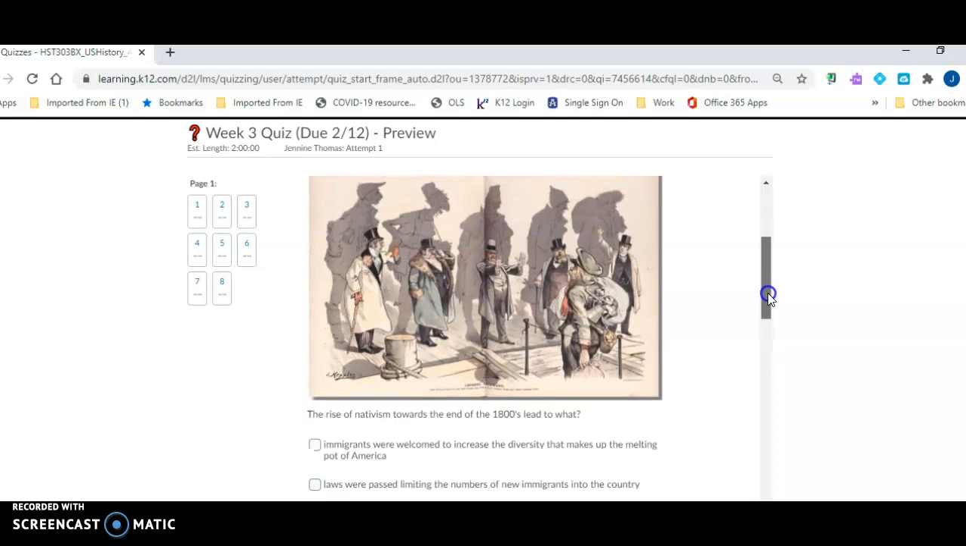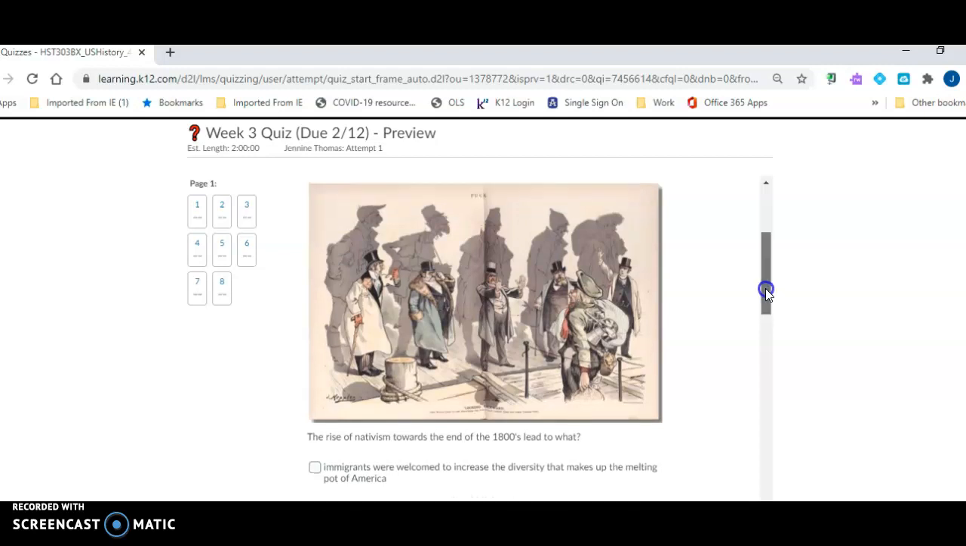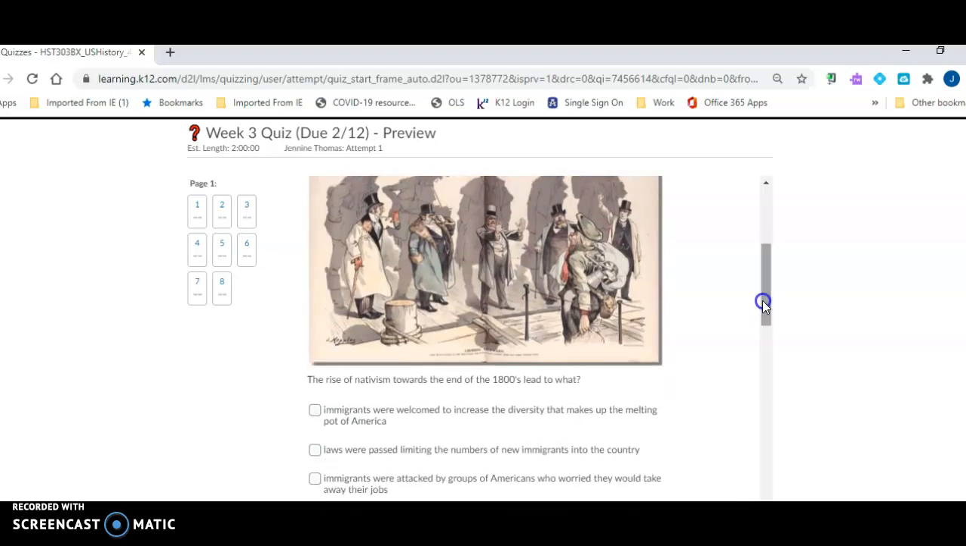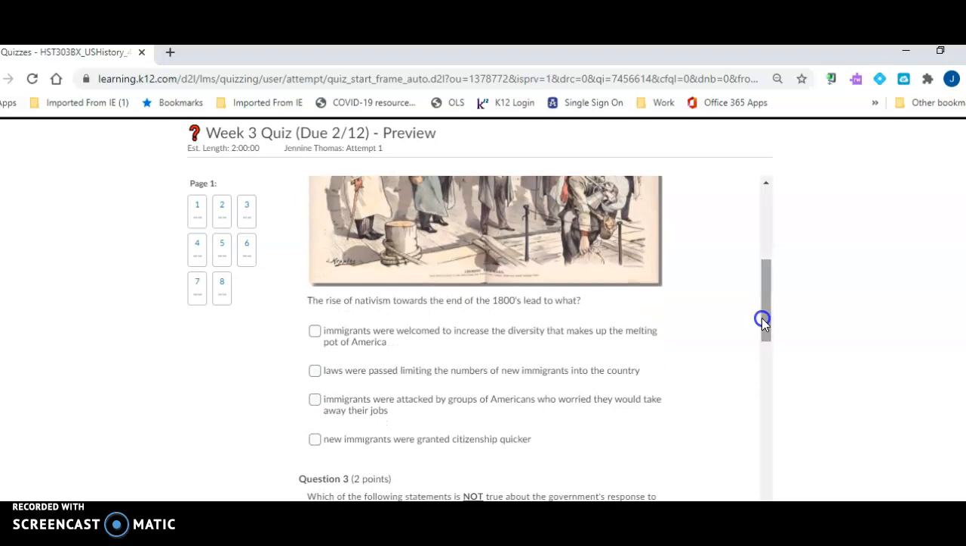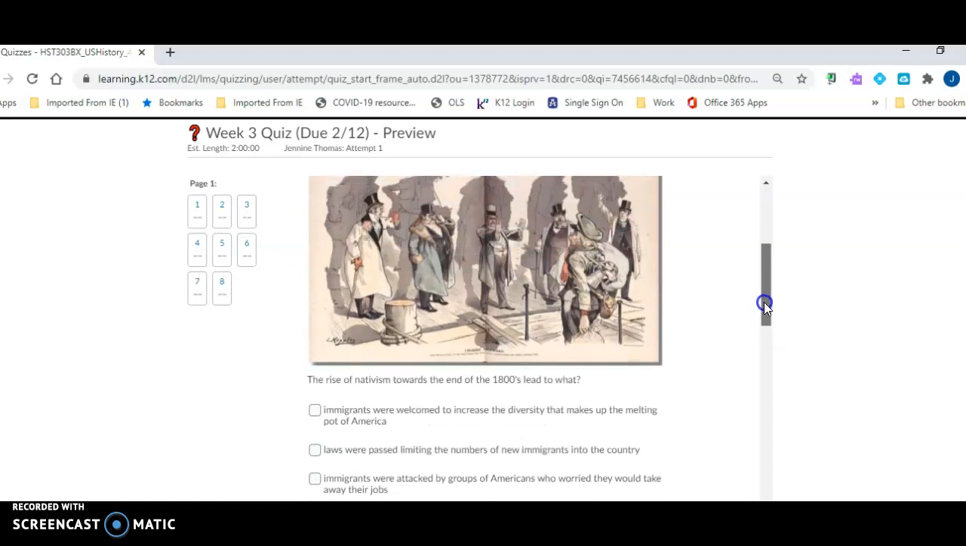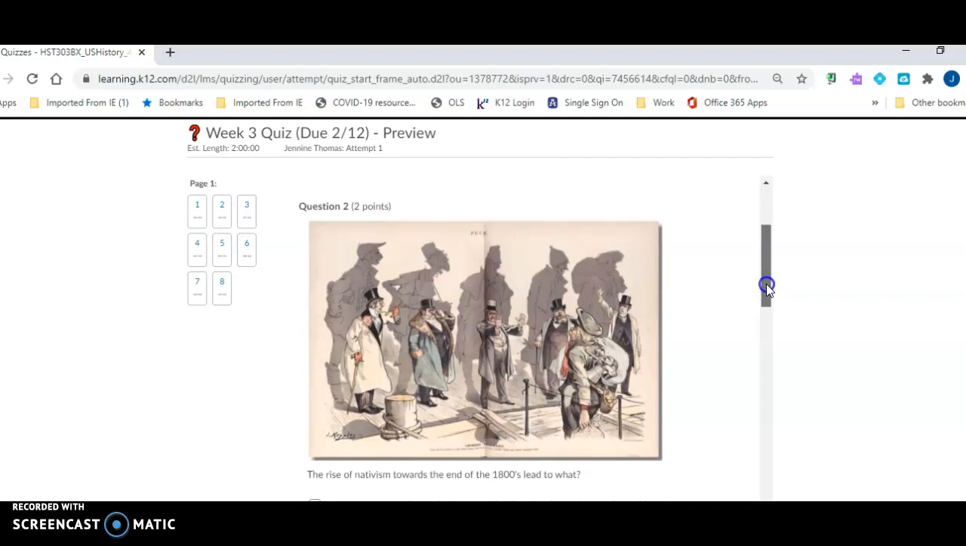Question number 2. The rise of Nativism towards the end of the 1800s led to what? Immigrants were welcomed to increase the diversity that makes up the melting pot of America. Laws were passed limiting the numbers of new immigrants into the country. Immigrants were attacked by groups of Americans who worried they would take away their jobs. New immigrants were granted citizenship quicker. That's question number 2.